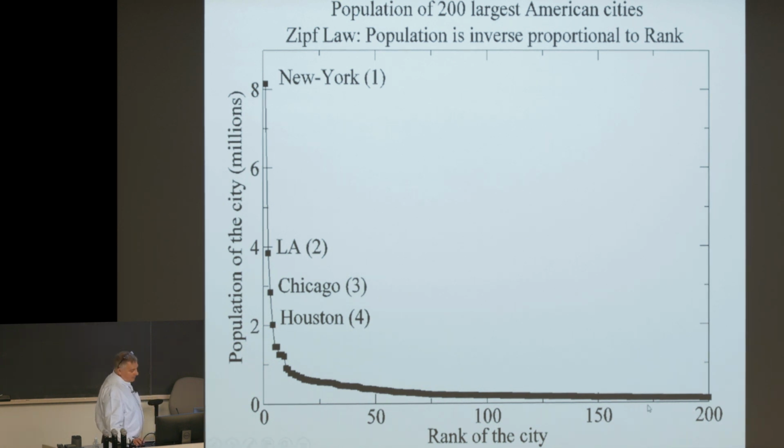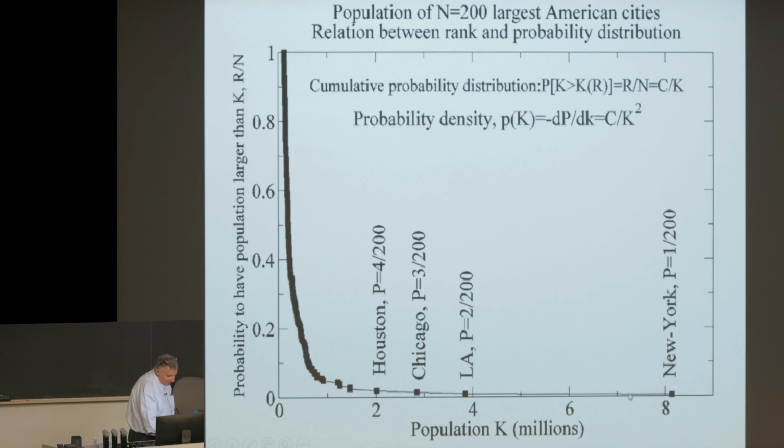And you can see a hyperbola. And actually, if you plot this, you can also present this as rank versus population. Basically, just switch the axes of this graph, because the rank divided by n is nothing but the probability that a certain city is larger than a given value.